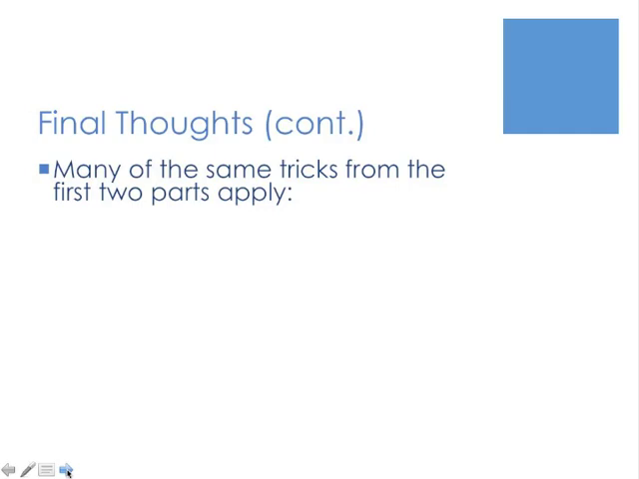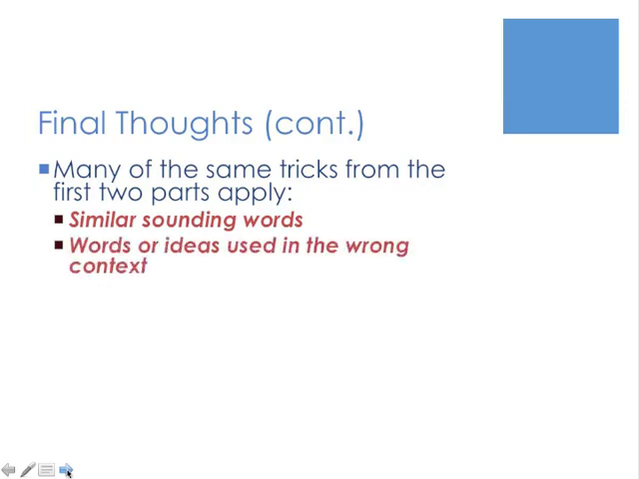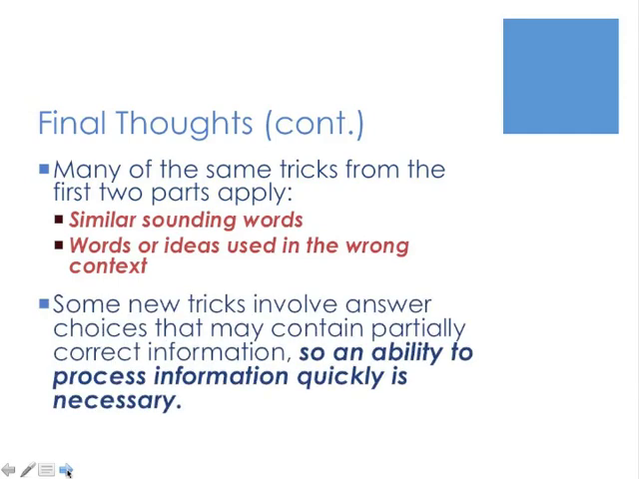Of course, we saw that many of the same tricks from the first two parts apply. We could see words that have similar sound, or words or ideas that are perhaps being used in the wrong context. But some new tricks involve answer choices that may contain some of the first two, and of course partially correct information, which involves an ability to process information quickly. And this again will be something we discuss more in our final video. So finally, the key is to understand what synonyms are and how to recognize them very quickly.